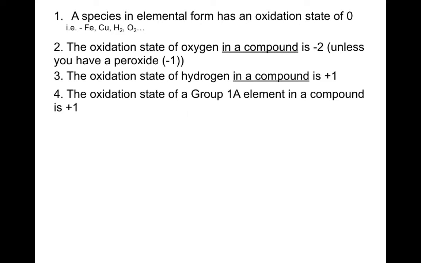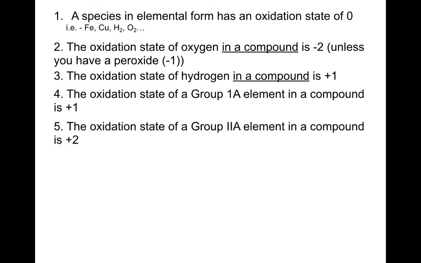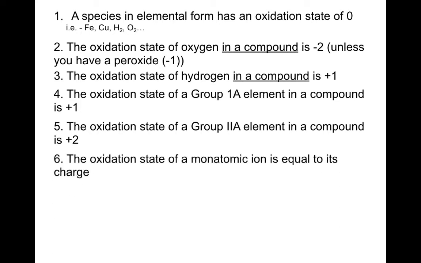If you have a group 1A element, so sodium, lithium, potassium, that's in a compound, we're going to assign it an oxidation state of +1. If you have a group 2A element, so something like barium or calcium, we'll assign it a +2 oxidation state. The oxidation state of a monatomic ion is equal to its charge. A monatomic ion would be something like Na+, Fe3+, Cr4+, whatever. You would give it an oxidation state equal to its charge. You can identify a monatomic ion because it's an element all by itself and it has a charge.